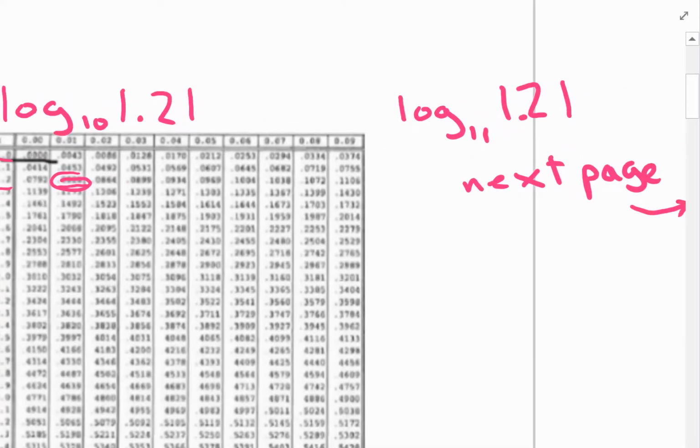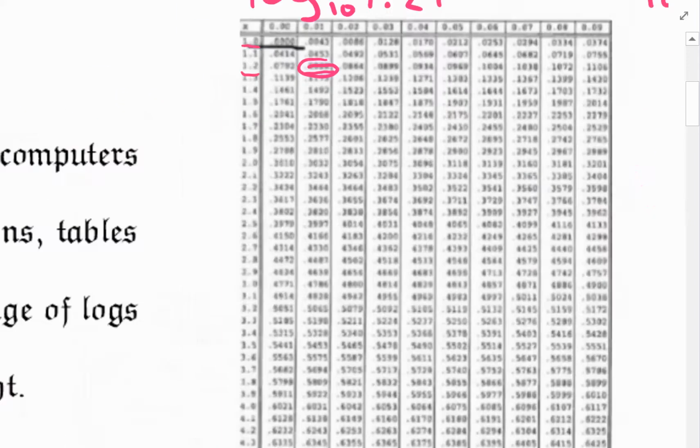And if you wanted to find log base 11 of 1.21, that would be on a different page. You'd have to go to a whole different chart of log base 11. It's much easier with calculators.